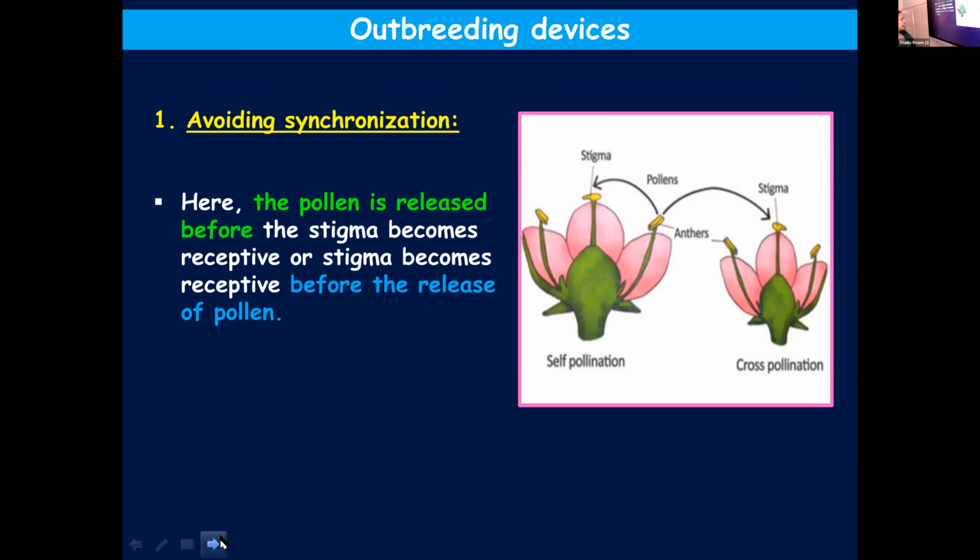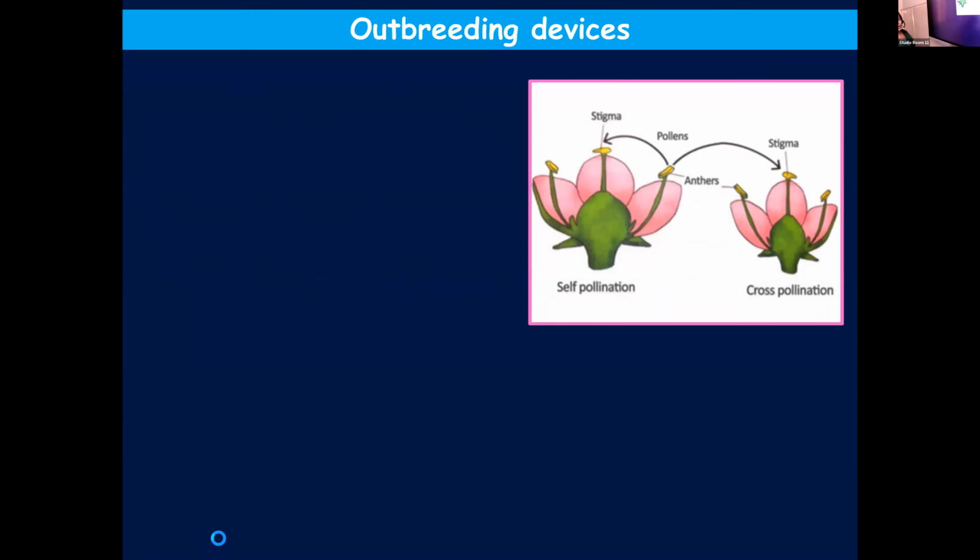The pollen is released before the stigma becomes receptive, or the stigma becomes receptive before the release of pollen. So both the events, the receptivity of the stigma and the release of pollen, will not take place at the same time. If both are taking place simultaneously, it will promote self-pollination. So these flowers have some devices by means of which the synchronization is avoided to promote cross-pollination. It helps in preventing autogamy.